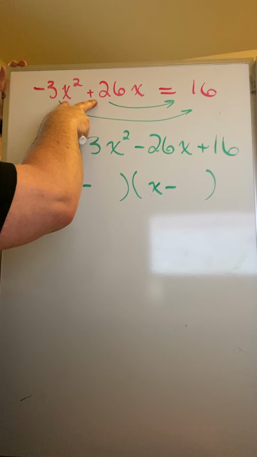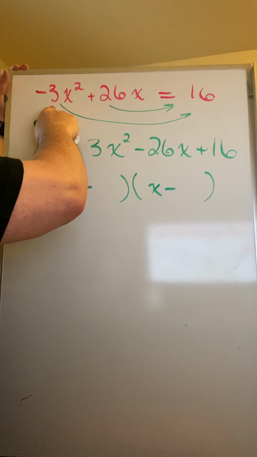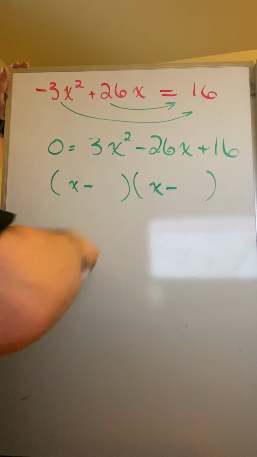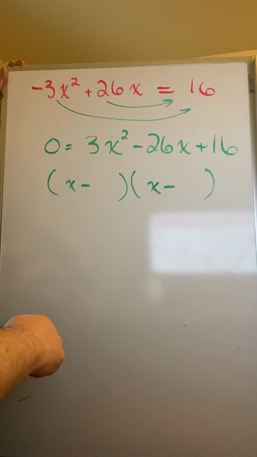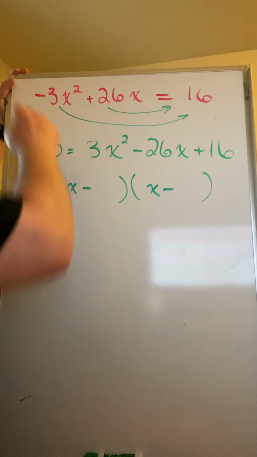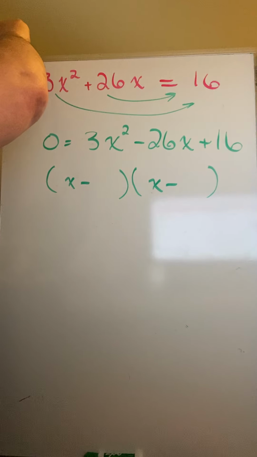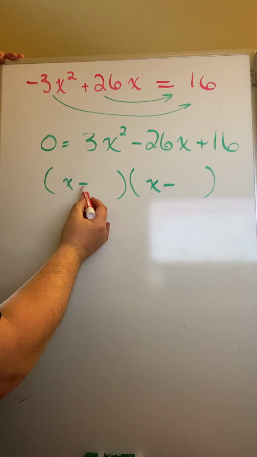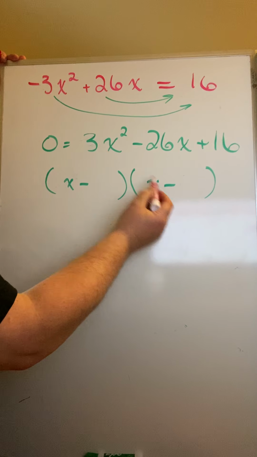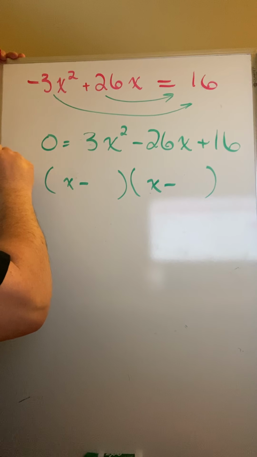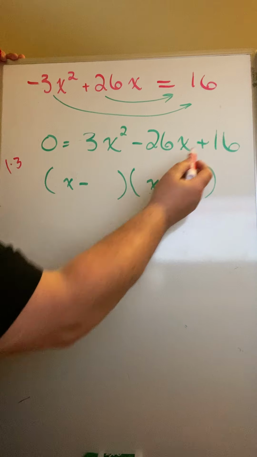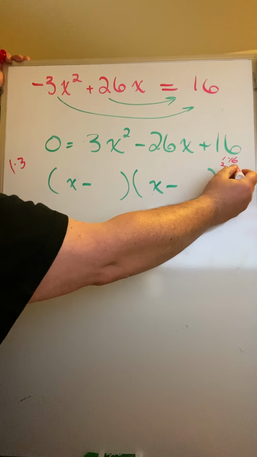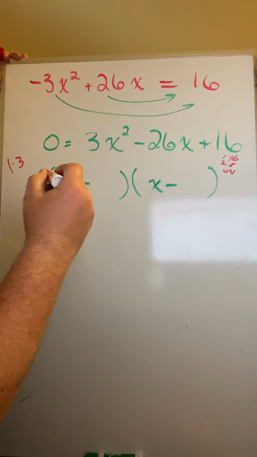It would be easier to move these two pieces over to the other side, changing this to a positive 3x squared and this to a negative 26x. It makes it a slightly simpler factorable trinomial. We know, because this trinomial goes minus plus, that it's going to be x minus, x minus. Now, 3 and 1 are going to go somewhere in that problem, and 16 is going to be 1 and 16, 2 and 8, 4 and 4, somewhere in there.